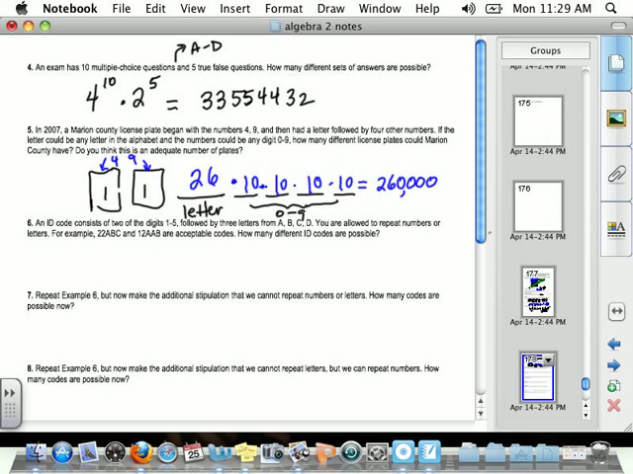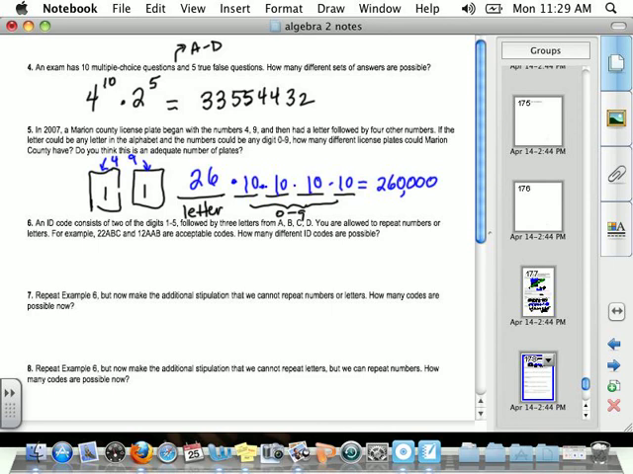Okay. All right, here we go. An ID code consists of 2 of the digits, 1 through 5, followed by 3 letters, A through D. You are allowed to repeat numbers or letters. So for instance, you can have 22ABC and 12AAB. Those are both acceptable codes. So how many different codes are possible?